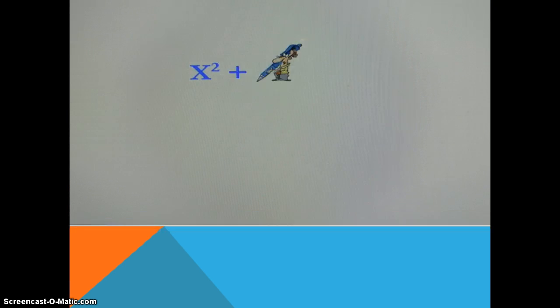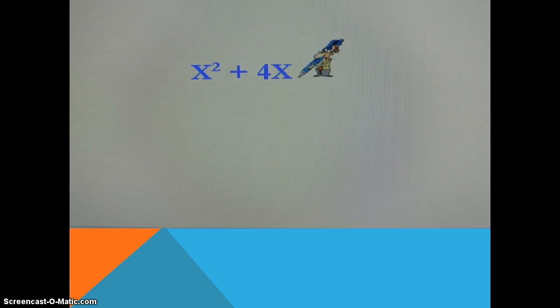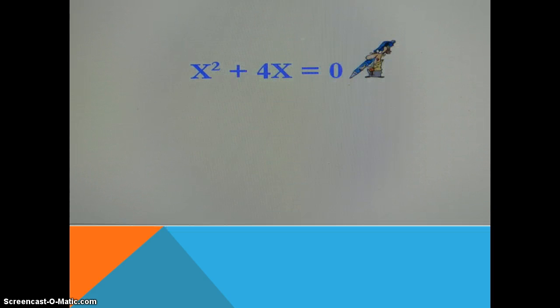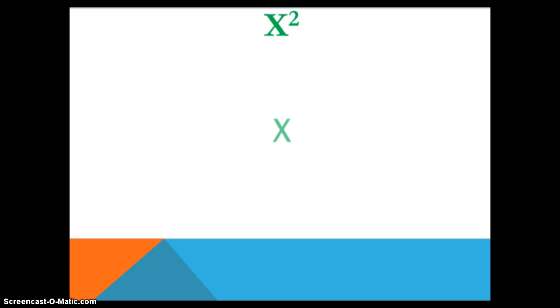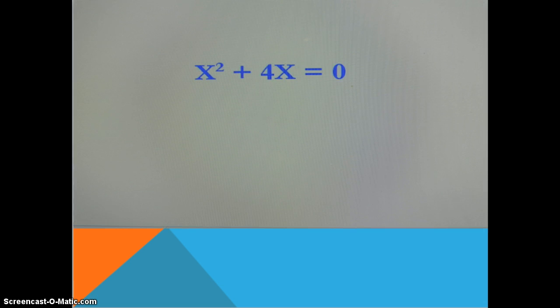So, what do we do with something like x squared plus 4x equals 0? X squared and x are not the same thing. We can't just combine them together. But what we can do is something called factoring.